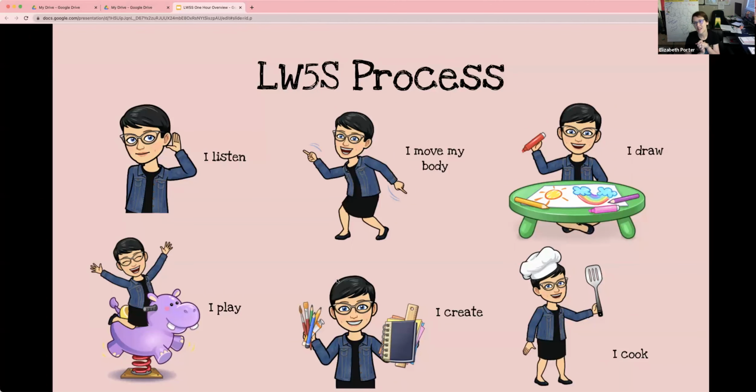And then the last part is I cook. The reason why we use cooking is because it activates the sense of taste and smell. And food is a huge part of culture, right? So I have projects where students take home a recipe and they make it at home. We cook in school. We use a lot of food for smell, for taste. Cooking is a huge part of this.